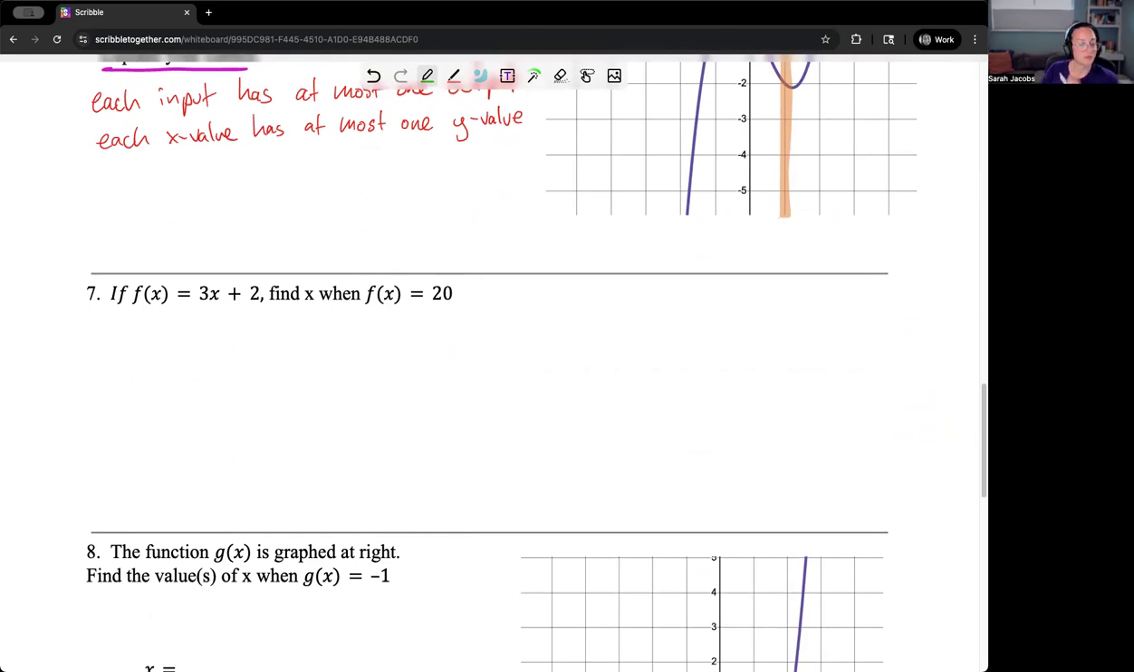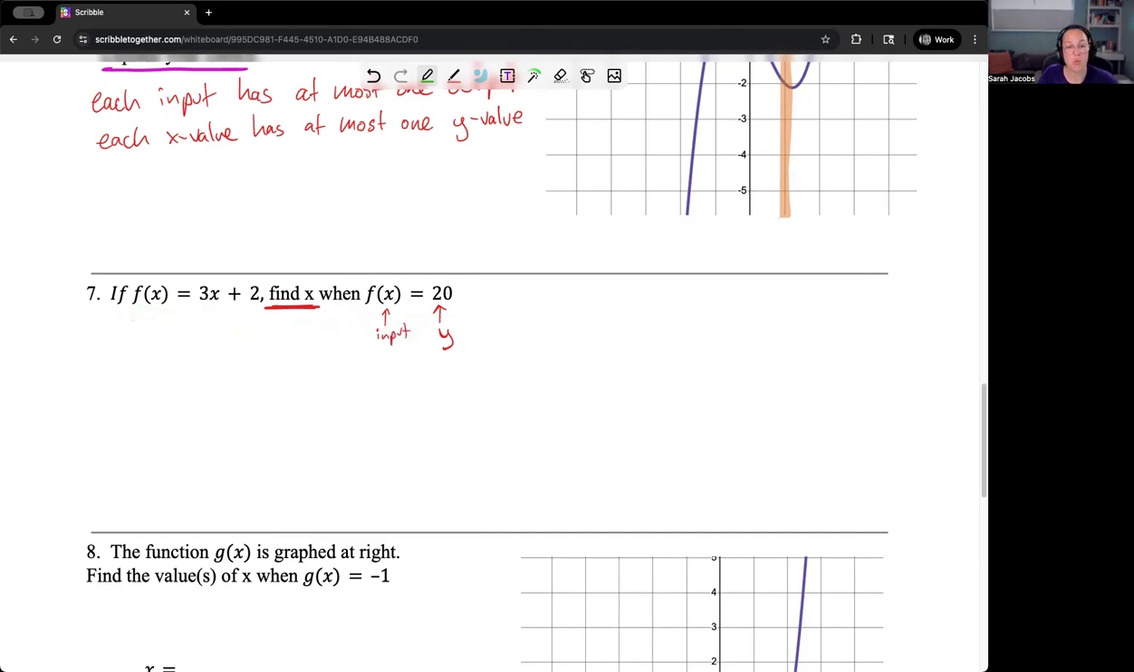Couple more. Question 7. If f of x is equal to 3x plus 2, find x when f of x equals 20. I want you to really pay attention to that find x. If it's asking us to find x, then right away, we should know that 20 is not x. 20 is y. 20 is the output. We are searching for the input.